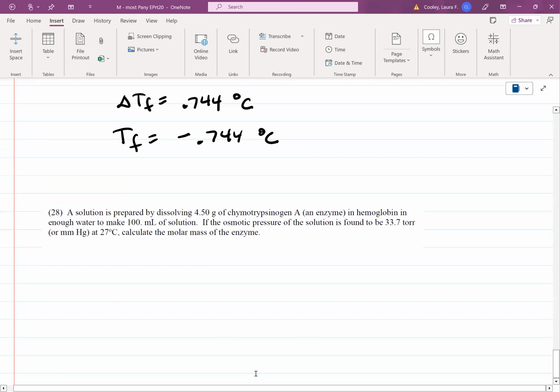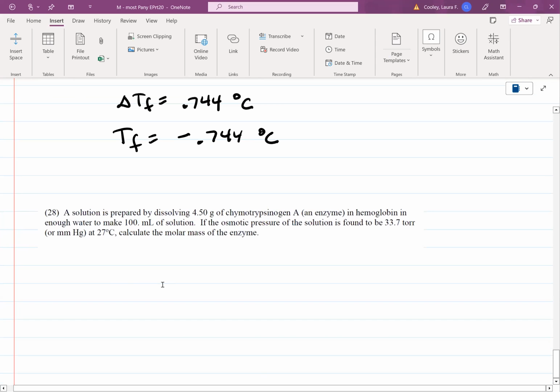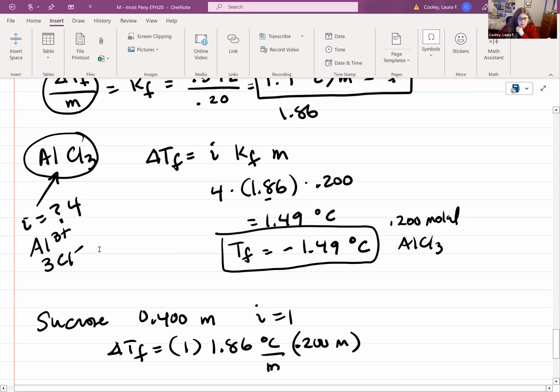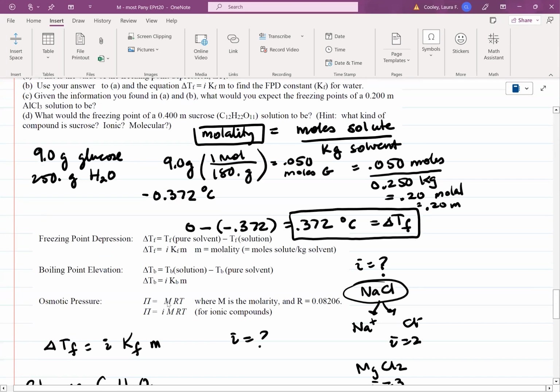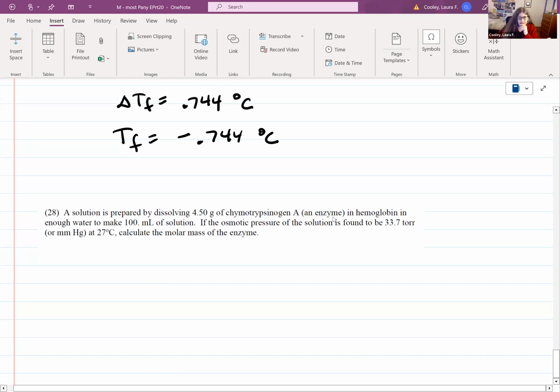I think 28 is fine. Yeah, it just seems like the same thing, well, actually not the same thing. The thing though is you have to remember that for osmotic pressure, you have to use a molarity. It's clearly stated here, and I don't tell you what molarity is because everybody should know what molarity is. Mole solute over liter solution, right? And there's only an i if we're dealing with an ionic compound. So here, this is an enzyme. That's not an ionic compound.